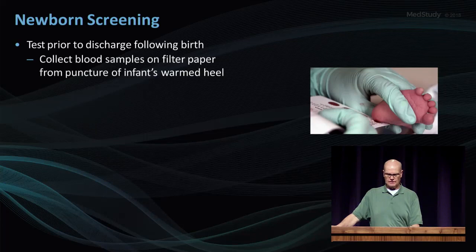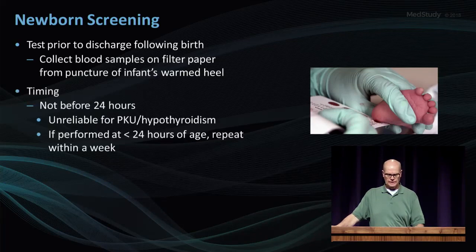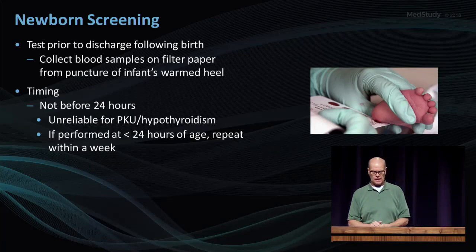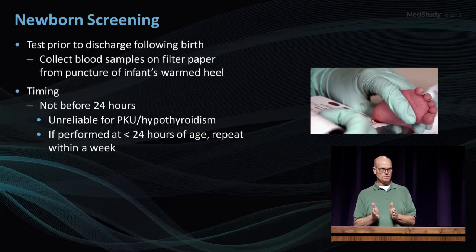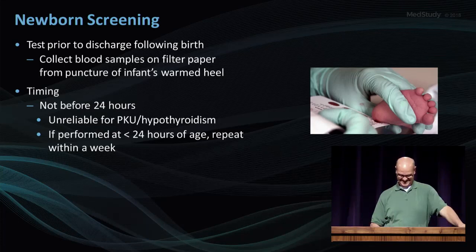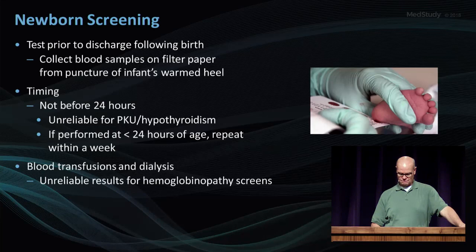Collect blood samples on filter paper from a puncture wound and not before 24 hours, especially because that's unreliable for both PKU and hypothyroidism. So the recommendation is, if the parents wanted to leave at 12 hours of age and they tested, should you repeat the test? The answer is yes. All right, blood transfusions. Remember that makes the hemoglobinopathy screens unreliable.